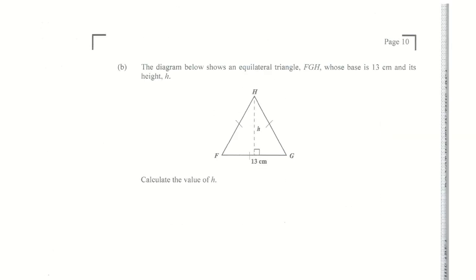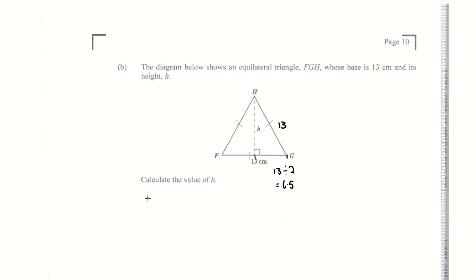Let's look at this question here. The diagram below shows an equilateral triangle FGH, whose base is 13 and h is its height. Calculate the value of h. Now, we know that if it's an equilateral, all sides are equal, so we know that this side is also 13. We know that this intersected at 90 degrees. It's a perpendicular bisector, so the length from here to here would have been 13 divided by 2, which is 6.5. Yeah? So for h, we use Pythagoras theorem.